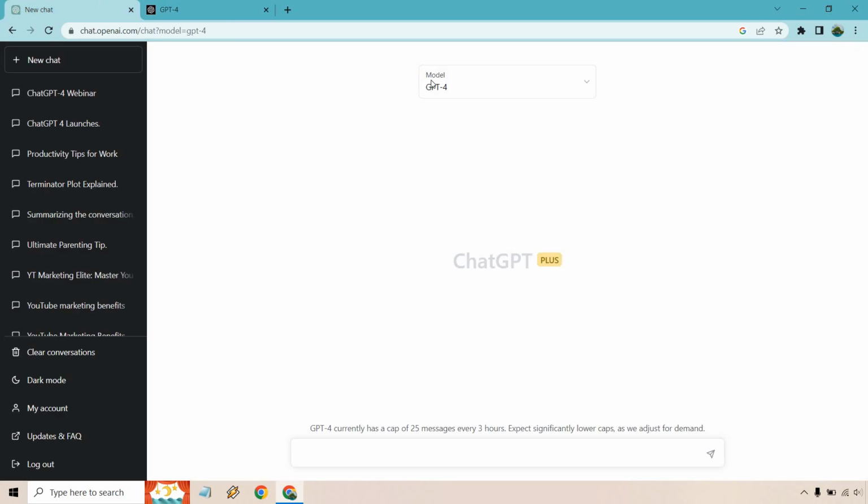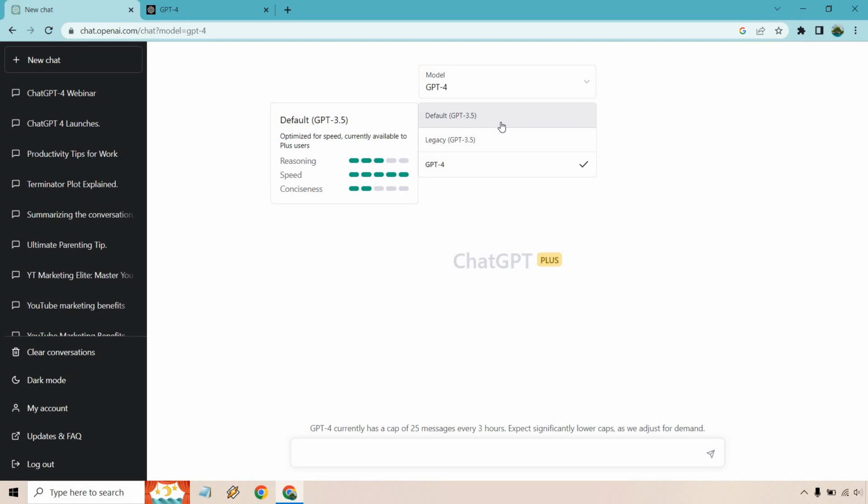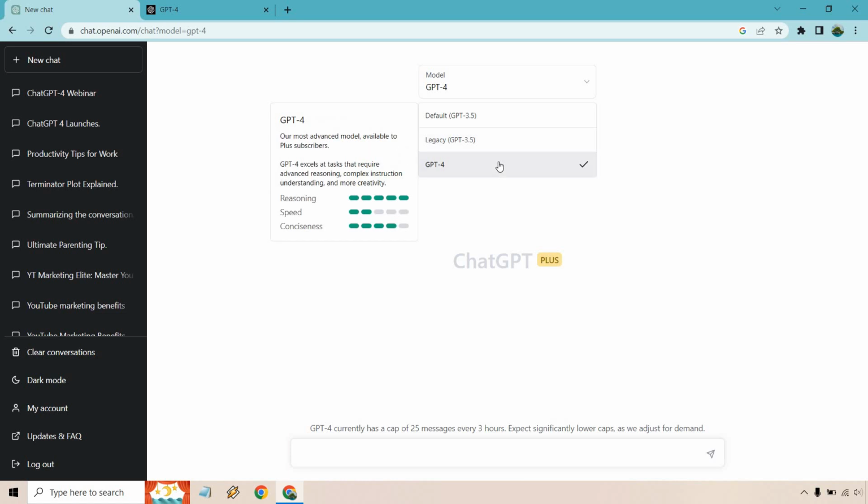Another reason why you might not want to use it, which isn't a big dislike, is the speed. They've clearly increased the power of it when it comes to the reasoning and conciseness, but my goodness, is this thing slow. The good thing is that if you upgrade to Plus, you get 4 and 3.5. You could always use the default one, which is optimized for speed. But on the other hand, it doesn't have the conciseness and the reasoning. So there's a little bit of an annoyance to that.